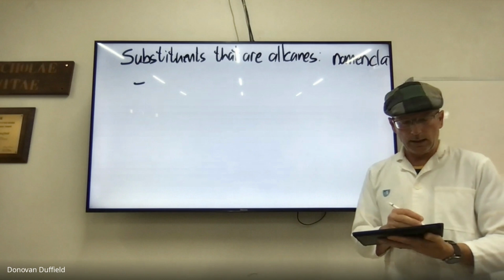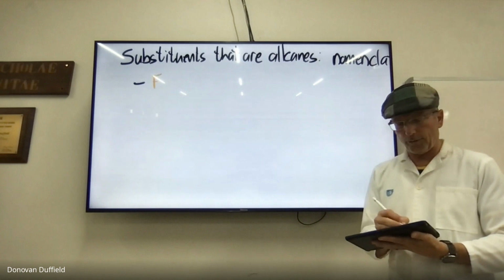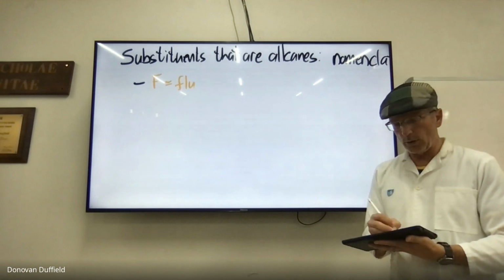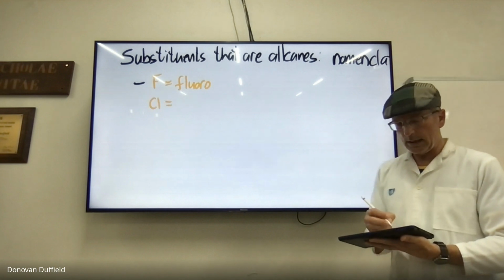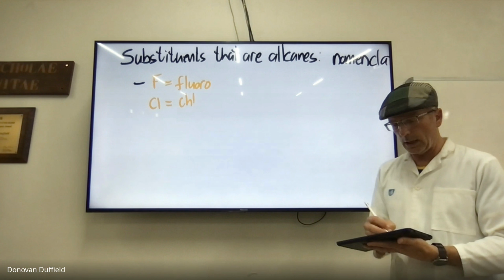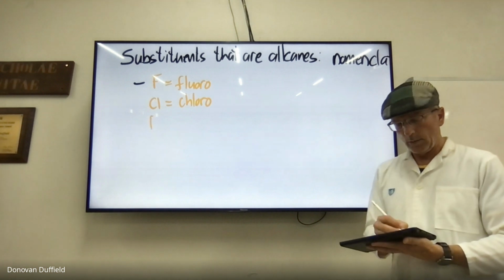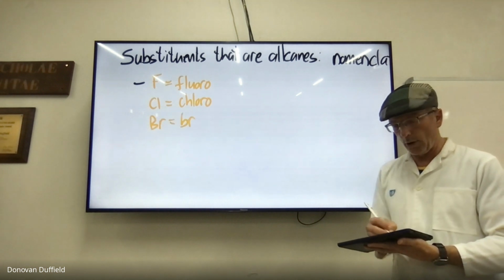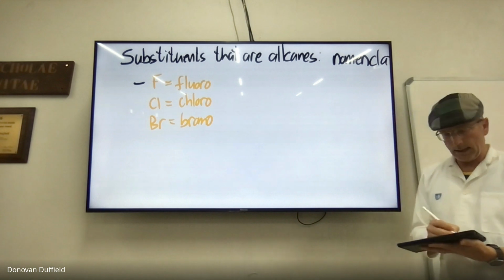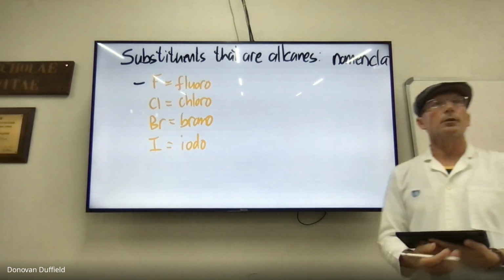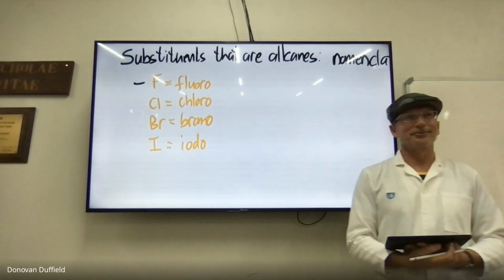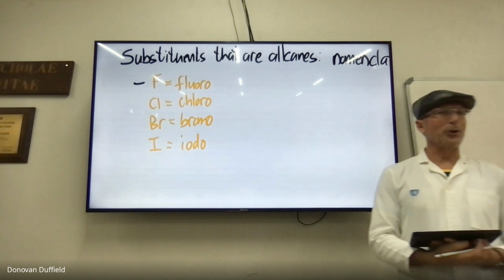So we would say, if we're dealing with an F, we would use the nomenclature fluoro. Cl, chlorine, will be chloro. Bromine will be bromo. And wait for it, iodine, sounds like something from Star Wars, iodo. Okay, iodo. Yodo and iodo.